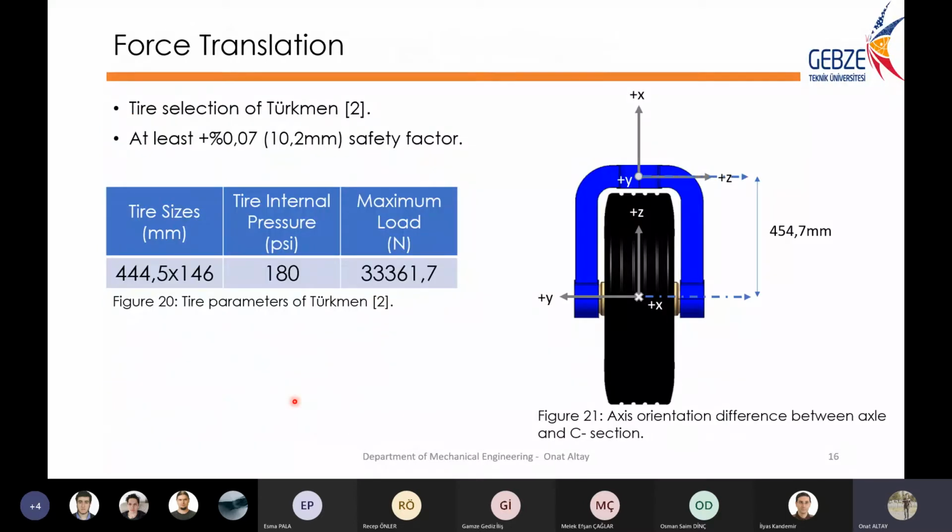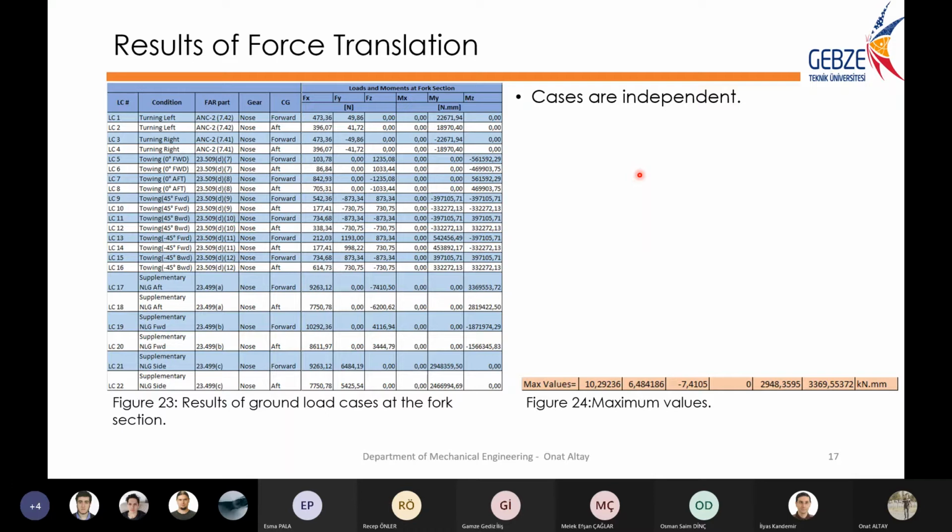Since the axis orientation and my sectional axis orientation are different, I applied force translation. To do that, I used the tire selection of Türkmen. In his thesis, he used this tire, and I added a safety factor of 10.2 millimeters, so it became 454.7 millimeters. So I translated the forces of the standards to my cross-section, and these are the resultant forces.